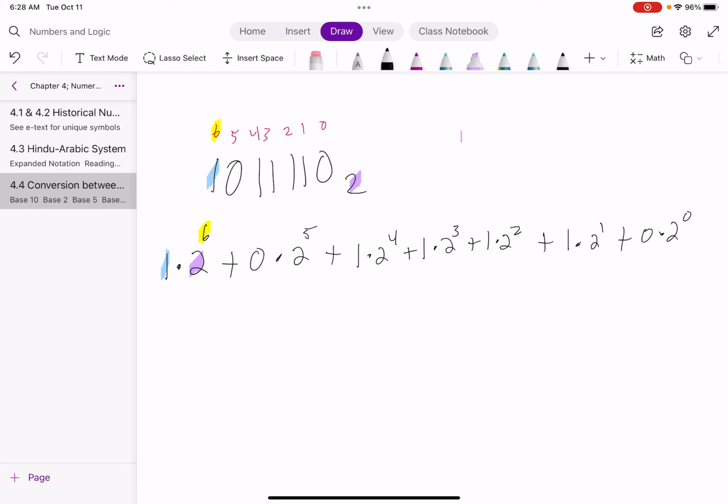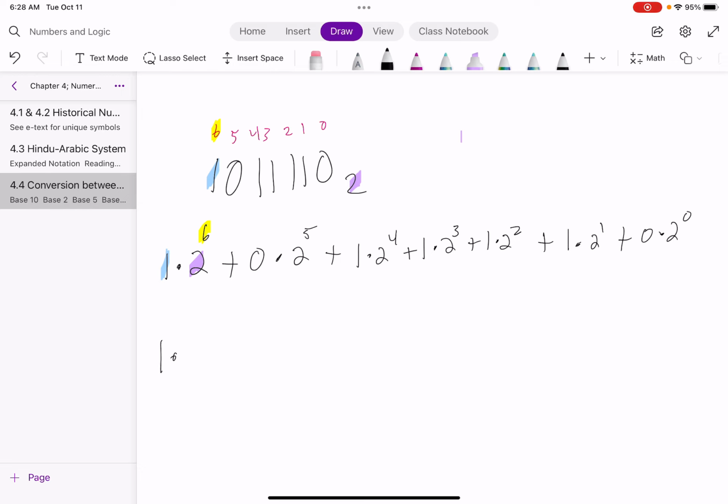Now, 0 times anything is 0. So technically, I don't need to write those zeros in there, but I did so we can see the places. But when you get comfortable doing binary, 0 times anything is 0. So I really don't care about the fifth place or the zeros place when I'm going to base 10. I do when I'm in base 2, but I don't so much in base 10. So now I just have to go to my calculator, and write this out.